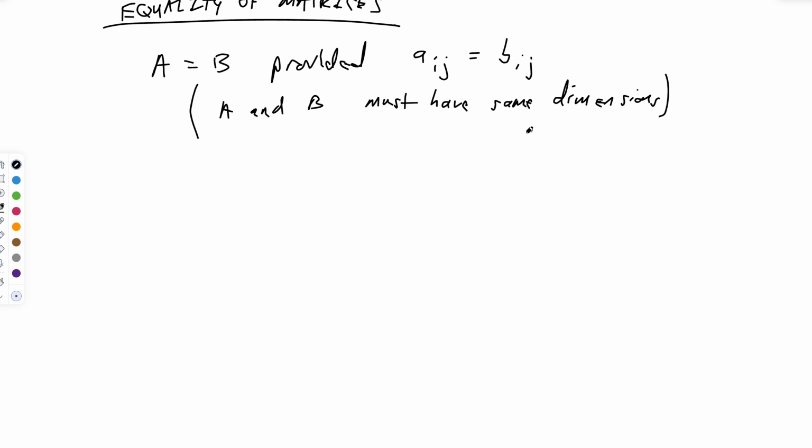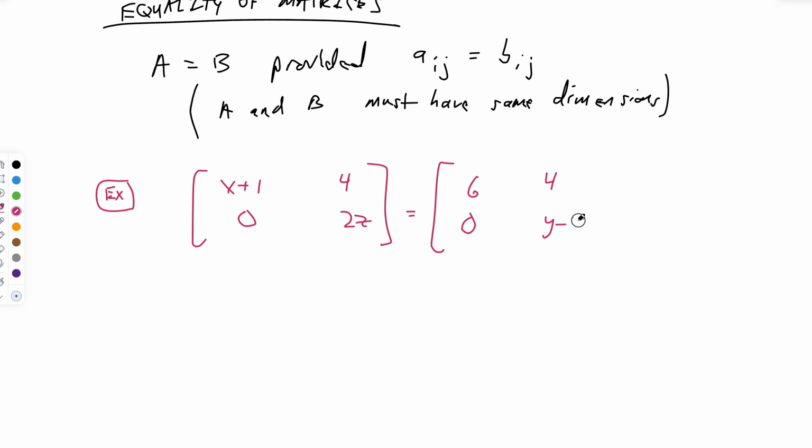Okay. So let's try an example. Let's say I have these two matrices. I have x plus 1, 4, 0, and 2z. And I'm trying to see if that's equal to 6, 4, 0, and y minus 3. Now here some of these entries are not constants anymore. They have variables in them. And so if I'm trying to show that these two are equal, right? If I'm saying that these matrices are equal, I would want to find the variables that make those matrices equal.